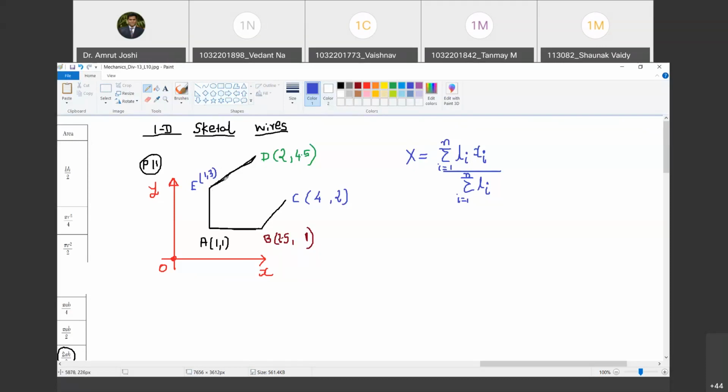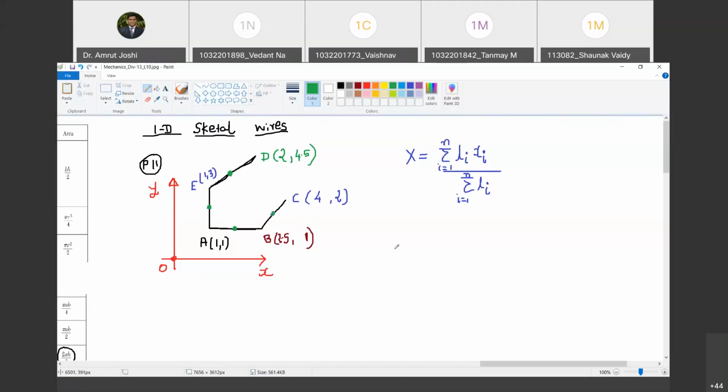Now as long as it is a straight wire, straight segment, its centroid can be easily located. The centroid lies at the midspan. So ED का सेंट्रॉइड इसके मिड स्पैन पे रहेगा, AE का सेंट्रॉइड इसके मिड स्पैन पे रहेगा, AB का सेंट्रॉइड उसके मिड स्पैन पे रहेगा और BC का सेंट्रॉइड उसके मिड स्पैन पे रहेगा.